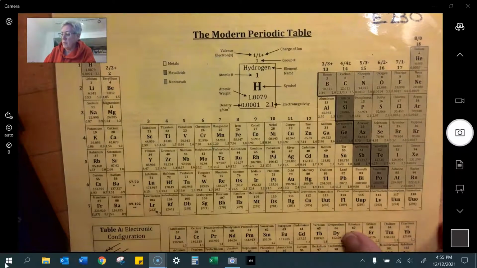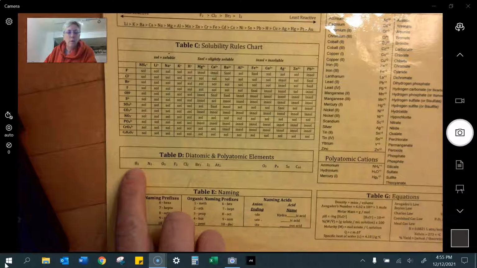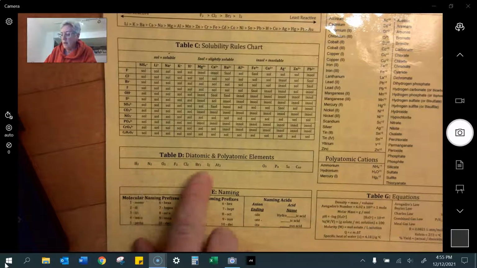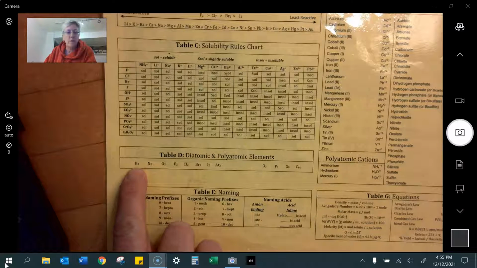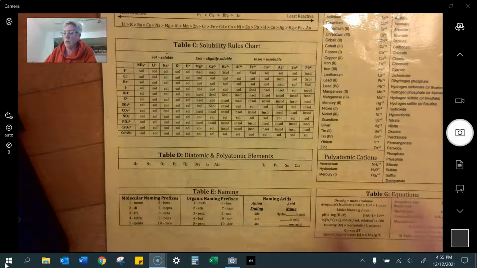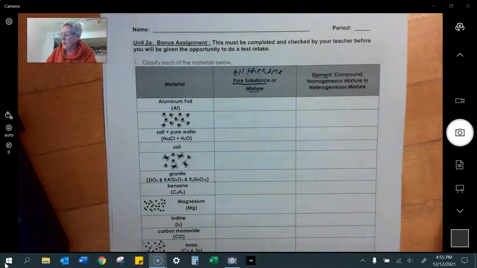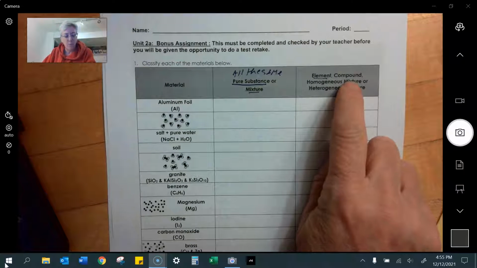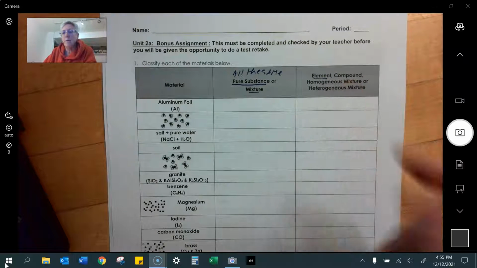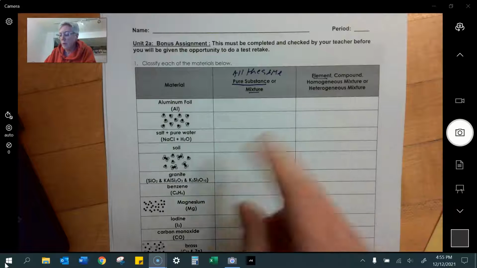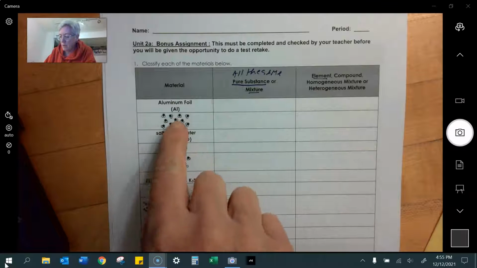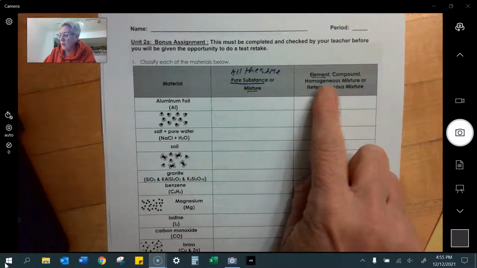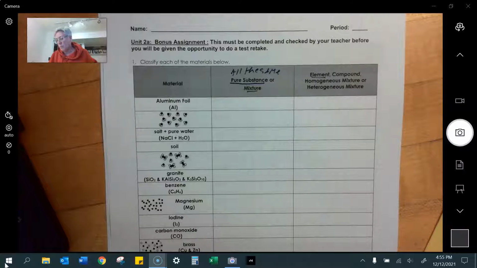These are all the elements, and then you just don't want to forget these elements back here, which we've started talking about in class right now, the diatomics. So two things that are the same: two H's, two N's, two O's. Those are actually elements. Compounds have more than one different type of element connected together, like a dark circle and a white circle. Homogeneous mixture and heterogeneous mixture, we'll get to those in a second.